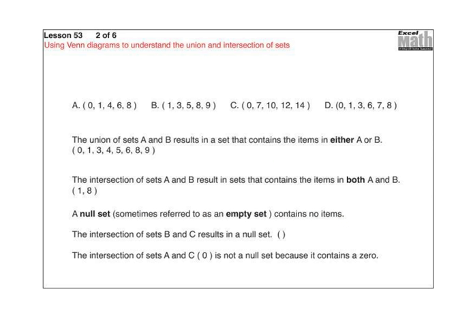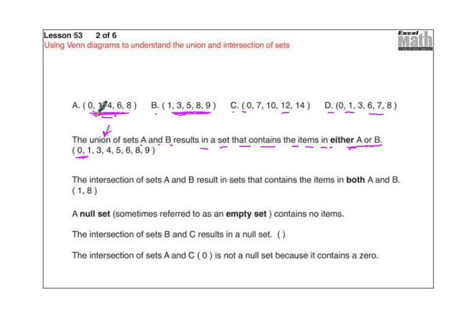Now let's take a look at some sets of numbers that don't have shapes around them here. Set A has these numbers, B, set C, and set D. The union of sets A and B, so if we look at these numbers and these numbers, the union results in a set that contains the items in either A or B. So if it's in either set, it belongs in the union. We're taking all the numbers from both of them, throwing them all together.